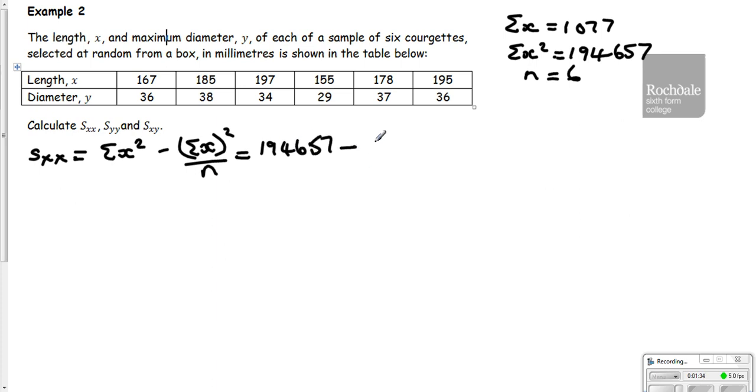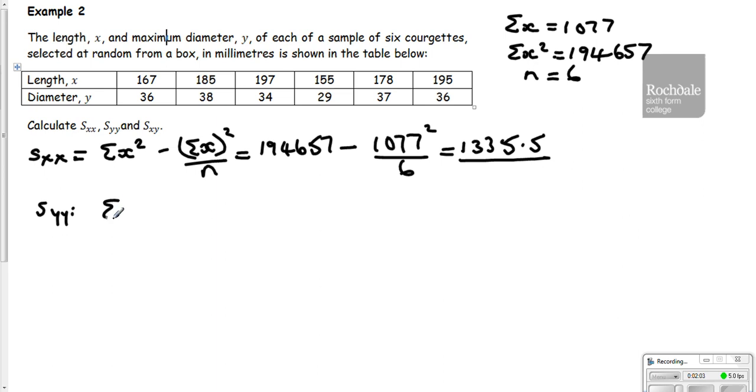194657 minus 1077 squared divided by 6. Work this bit out first. Subtract it from the previous value. Pause the video to have a go. And you should have got 1335.5. If you didn't get that, have another go. Make sure you get that correct, because the keystrokes, the order in which you press the keys on the calculator, is really important for that.